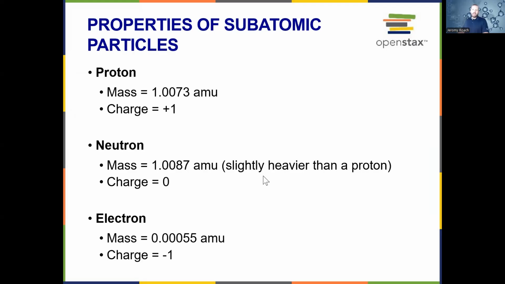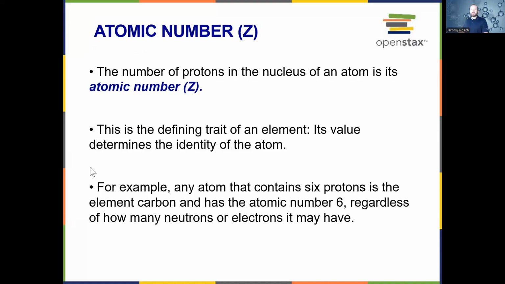Protons have roughly a mass of 1 AMU. It's slightly more. We say they have a charge of +1. Neutrons have almost the identical mass of a proton. It's just slightly heavier, but for simplicity's sake, a lot of times we just round the mass to 1. Neutrons have no charge, and electrons we can write in terms of AMU as 0.00055 AMU. And we say it has a charge of -1.